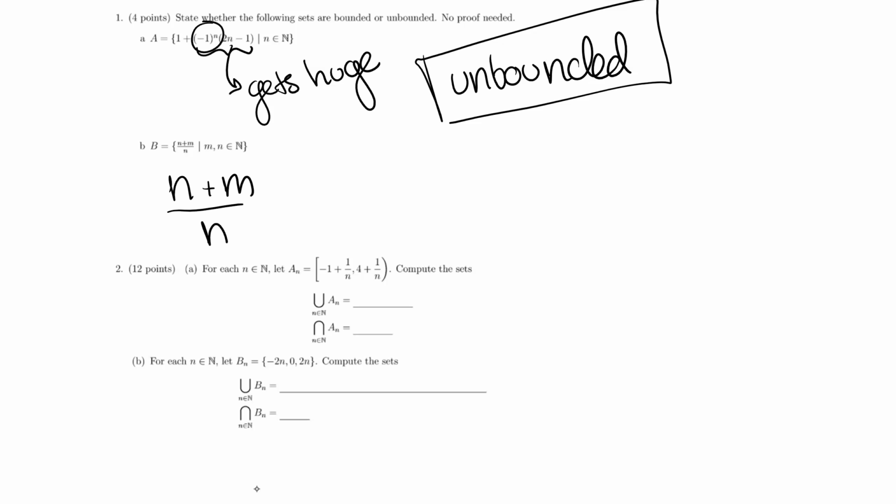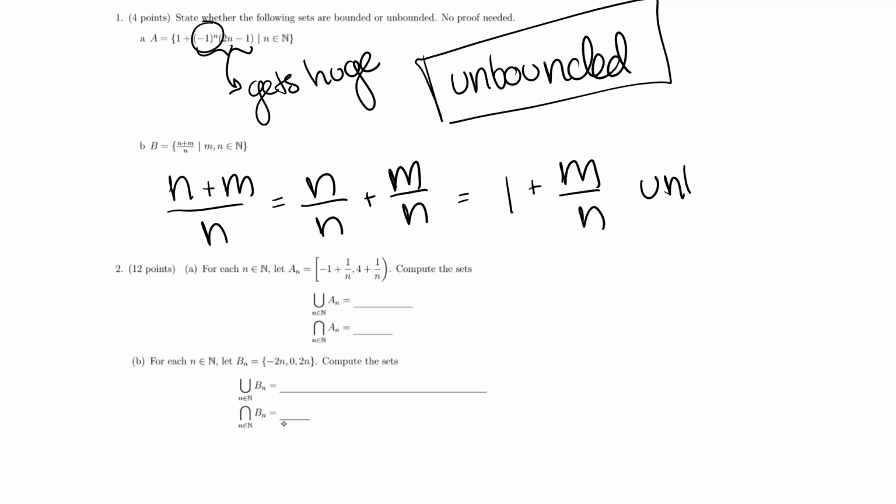Okay, so how about this one? Well, that could be a little bit easier to look at, would be n over n plus m over n. Okay, so that's just 1 plus m over n. Well, I get to choose n and m from the naturals. Well, if n equals 1, then we would just have 1 plus m, and we know that that's unbounded for m in the naturals. Okay, so this is also unbounded. Cool.